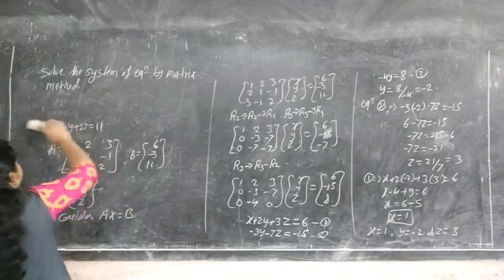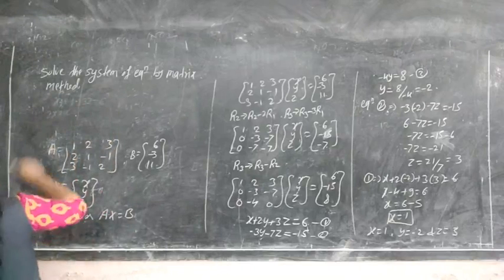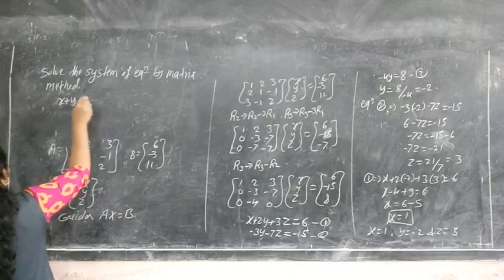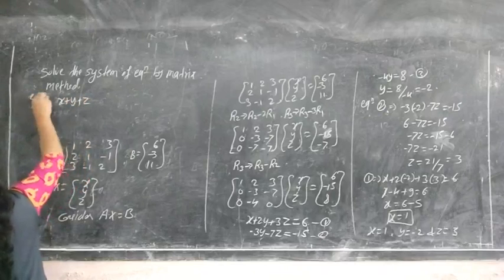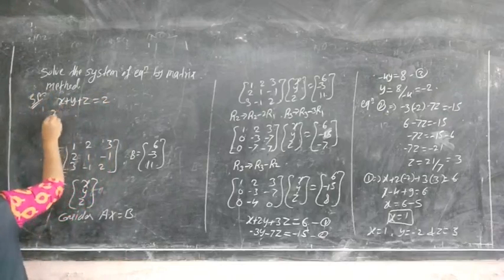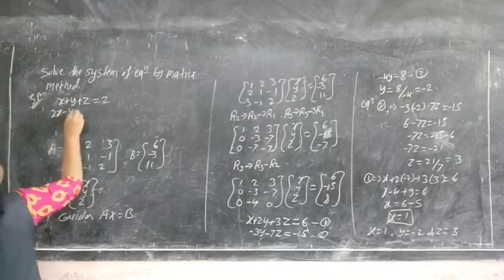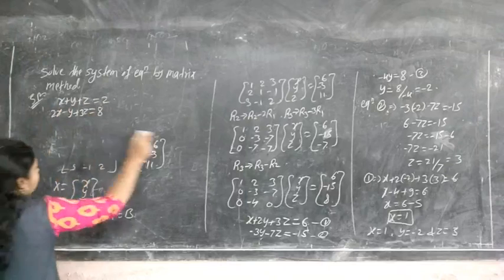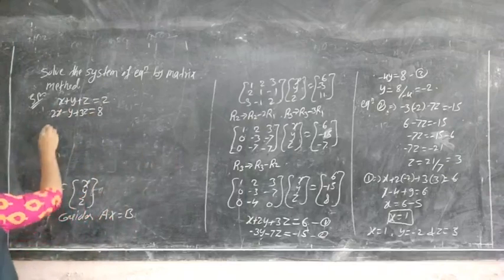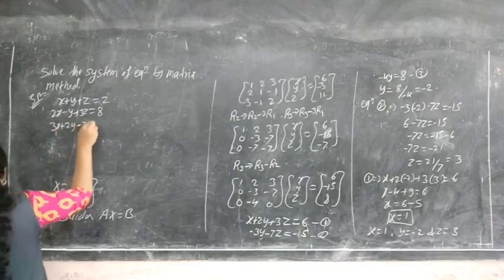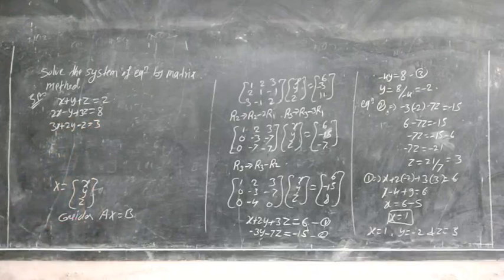Similarly, we are having a second one. Again, solve the system of equations. Here, the system of equations is given by, this is an important problem for farmers. x plus y plus z is equal to 2. Next, we are having 2x minus y plus 3z is equal to 8. And next, we are having 3x plus 2y minus z is equal to 3.